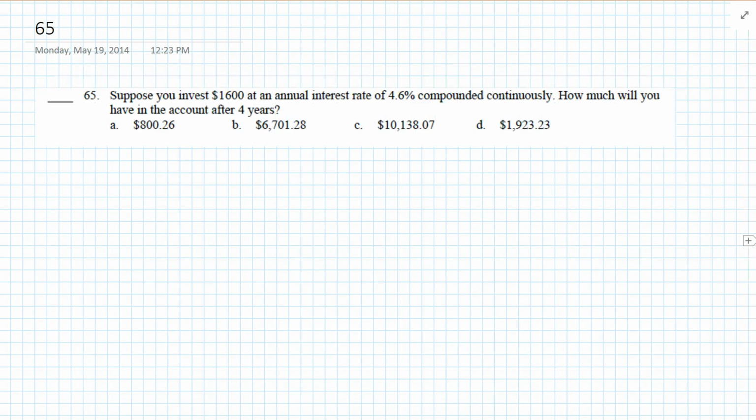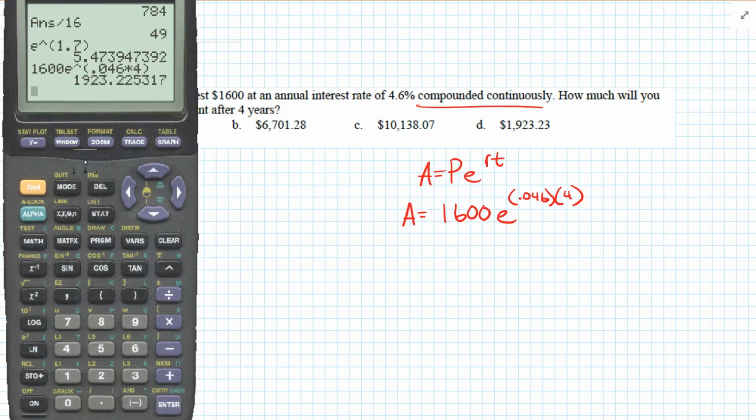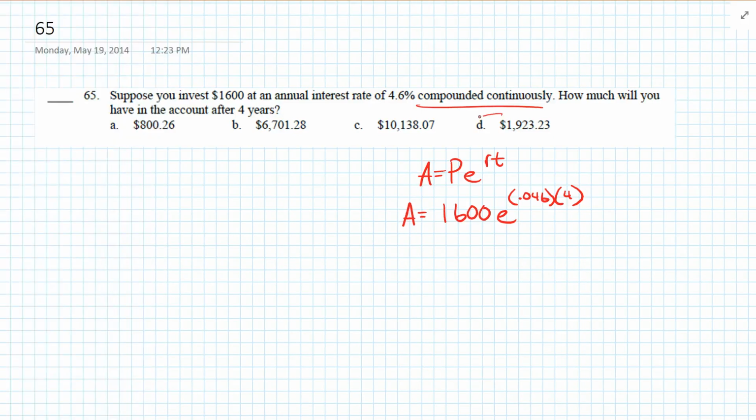65. Suppose you invest $1,600 at an annual interest rate of 4.6% compounded continuously. Well, compounded continuously gives me A equals P e to the rt power. So the amount I accrued is my principal, which is 1,600, times e to the rate of 0.046 times 4. So again, easy calculator work. 1,600 e to the 0.046 times 4. 1923.22. Answer is D.